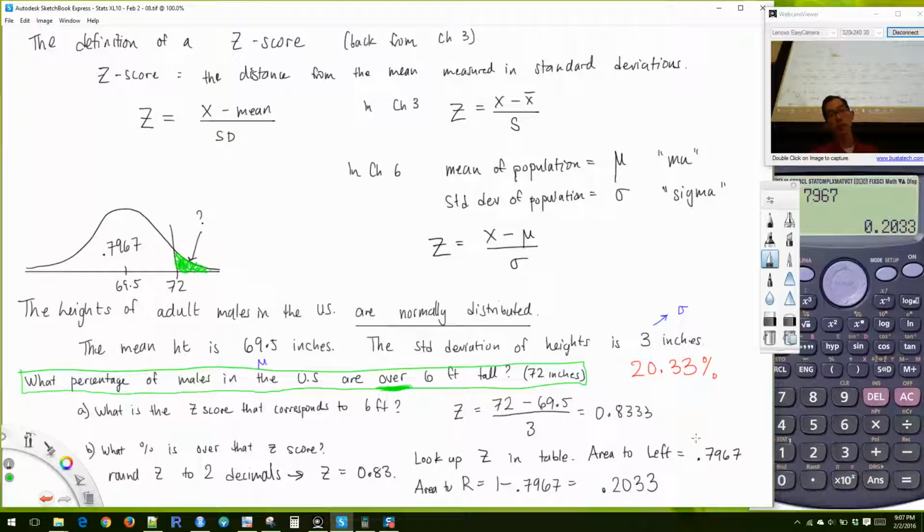Whenever I look up a number in the table, in this case I looked up z equal to 0.83, it's always going to give me the area to the left. But I don't want the area to the left, I want the area to the right. I know that the area to the left is 0.7967, and I know everything adds up to 1. So in order to get this part over here, I'm going to say 1 minus this part is going to be this area here. So that's how I get 0.2033. Okay.